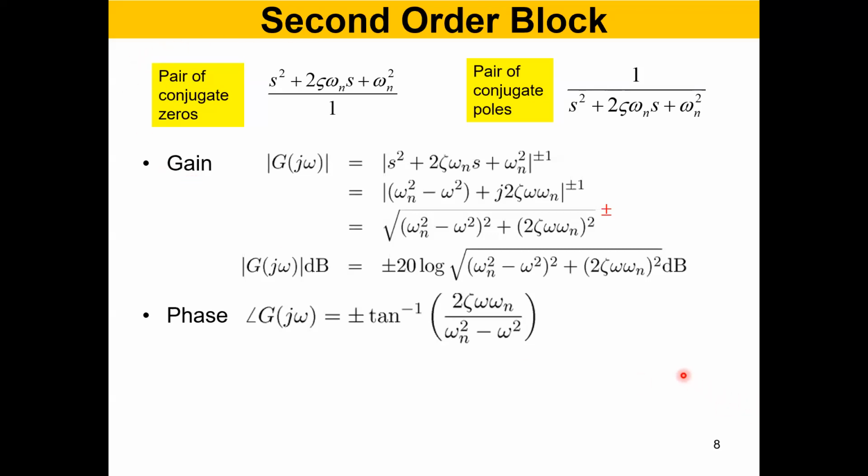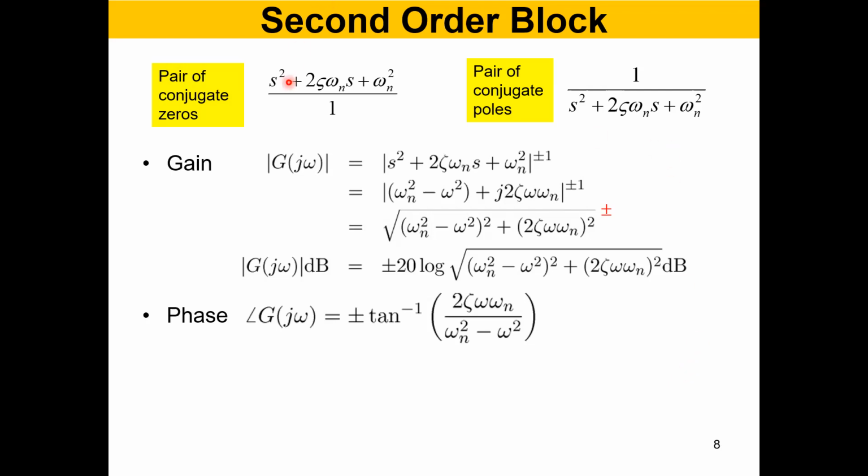Okay, finally, we have a second order block. It can be a second order block in the numerator or in the denominator. Okay, if it is in the numerator, it's a pair of conjugate zeros. If it's in the denominator, it's a pair of poles. Okay, conjugate pair. If it is not a conjugate pair, that is say two real poles or two real zeros, that has already been discussed in the previous section, right?